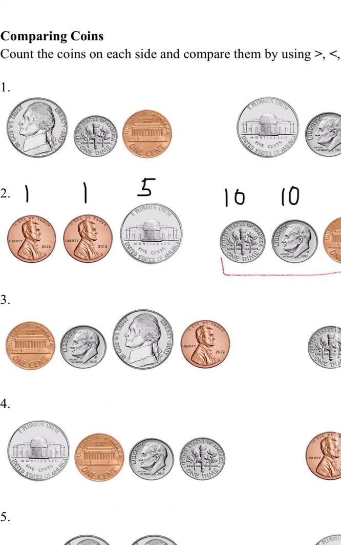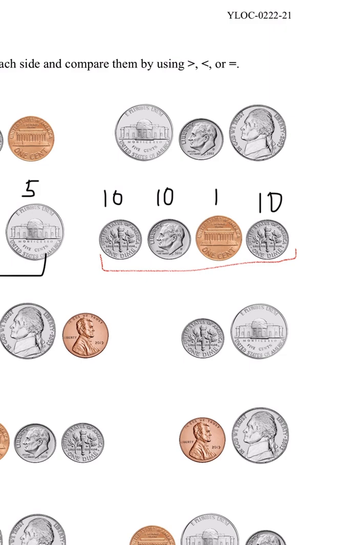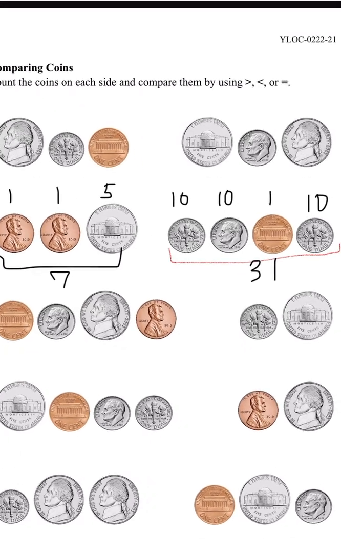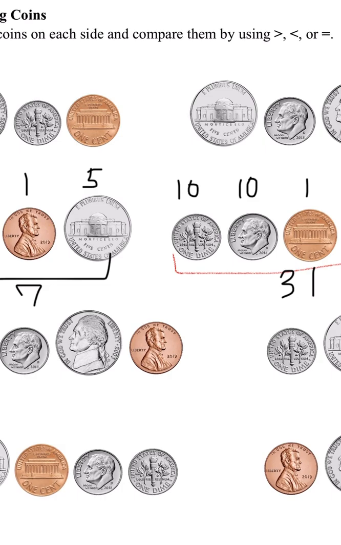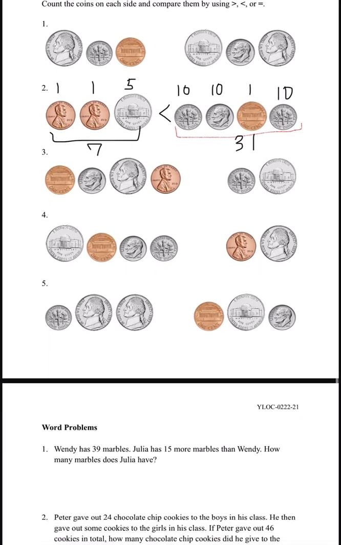So we're gonna do 5 plus 1 plus 1, that is 7. So altogether it's 7. And this one is 10 plus 10 is 20. 20 plus 1 is 21. 21 plus 10 is 31. So that would be 31. So 31 is bigger than 7. So we put that. Okay.